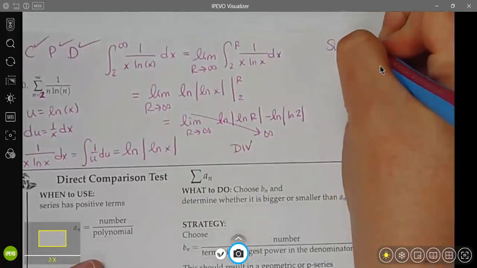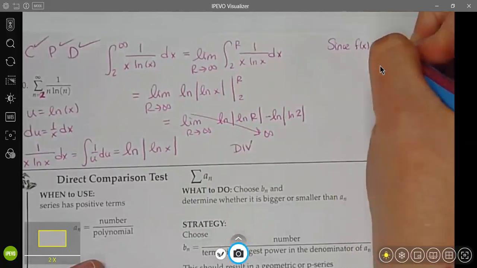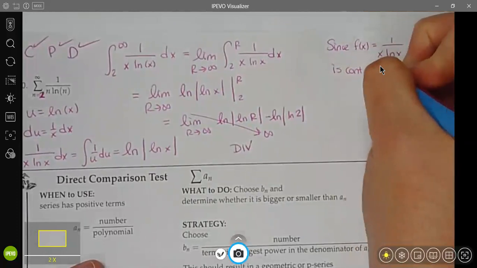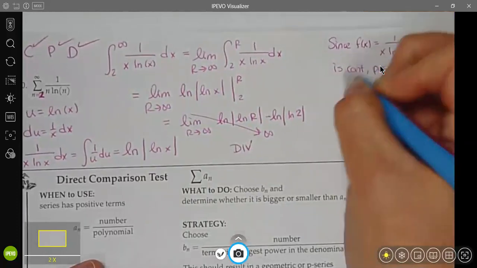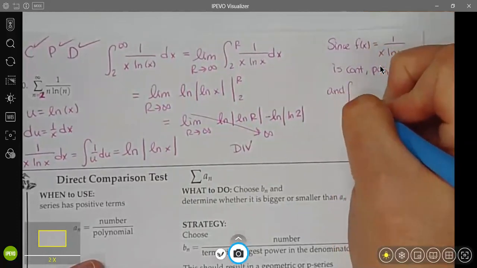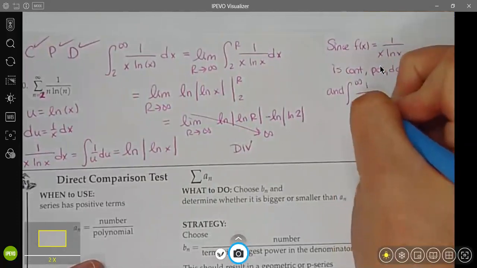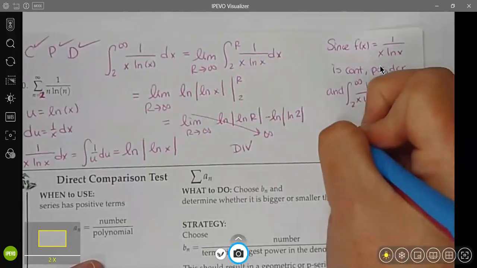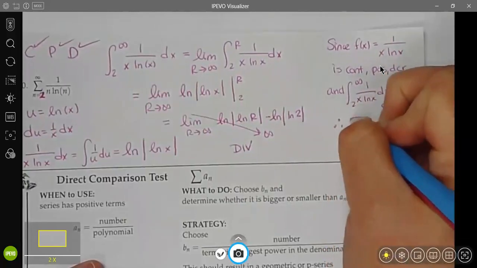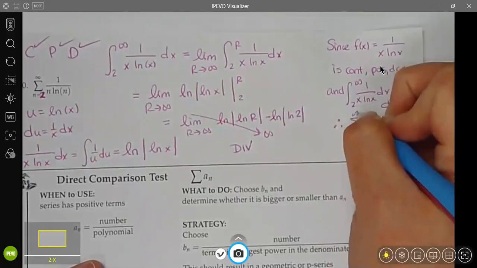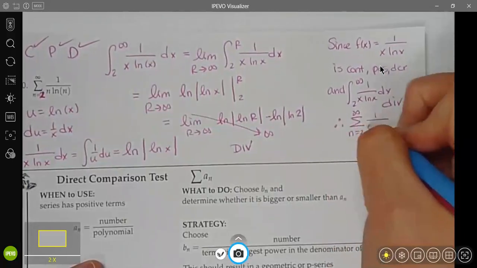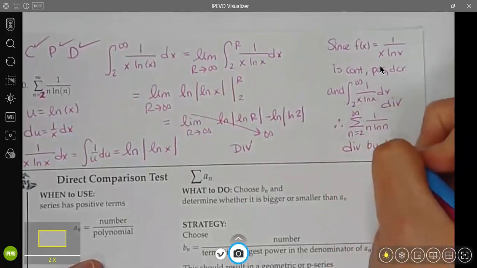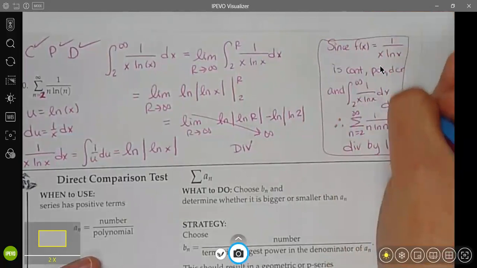Since f of x equal to 1 over x ln of x is continuous, positive, decreasing, and the integral from 2 to infinity of 1 over x ln of x dx diverges. Therefore, the series n equals 2 to infinity of 1 over n ln of n diverges by IT, the integral test. Okay, so that is your conclusion statement.